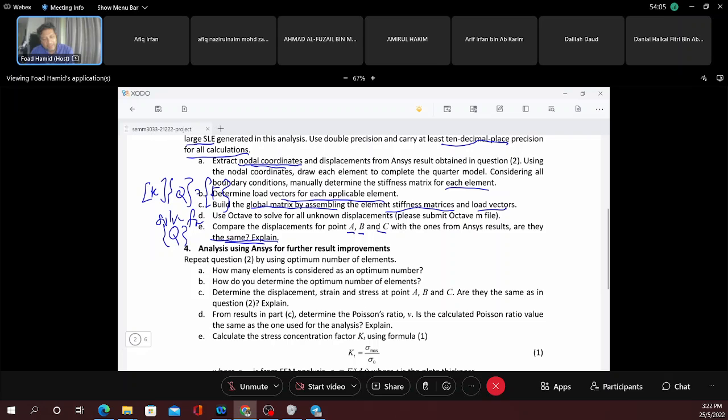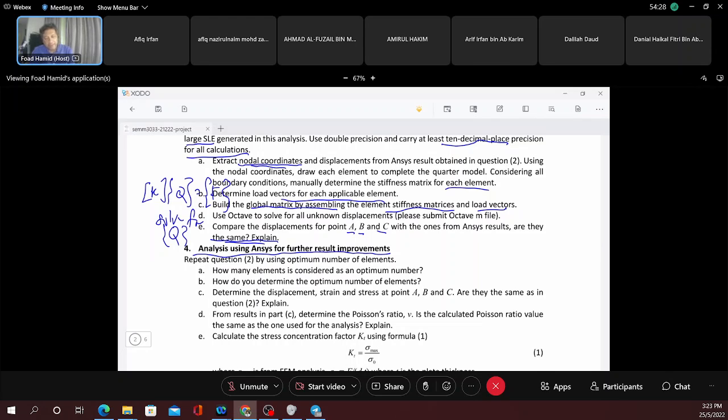Now we have done that. We have done ANSYS, we have done the manual: ANSYS with 12 elements, manual with 12 elements, and using Octave to solve the system of linear equations. And now the fourth one is analysis using ANSYS for further improvement. We know that if you use more elements, our result will become much better.